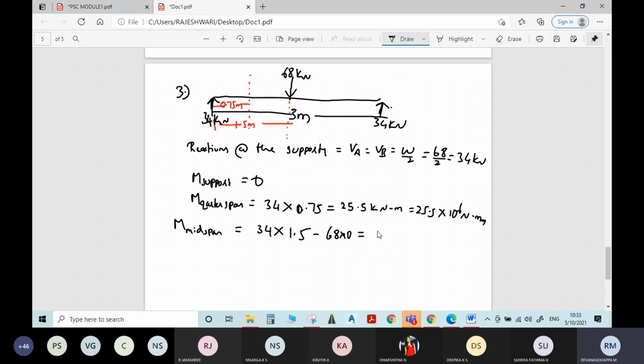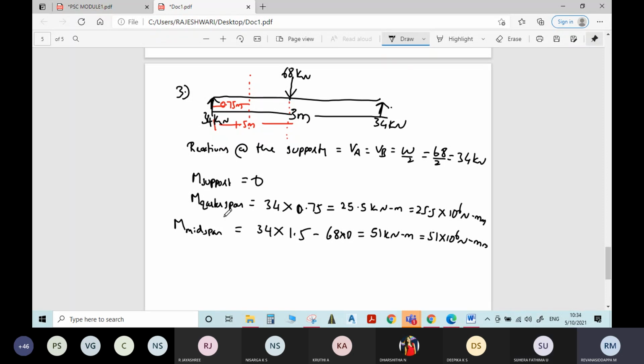51 kilonewton meter, 51 into 10 power 6. Just calculating at support, sir. How is it 68 into 0? You are calculating moment at midspan, right?